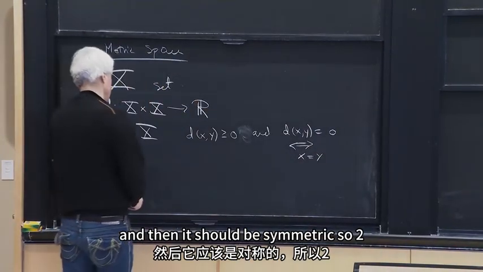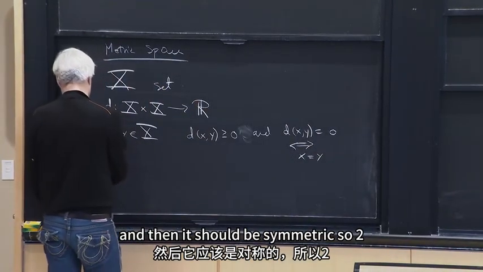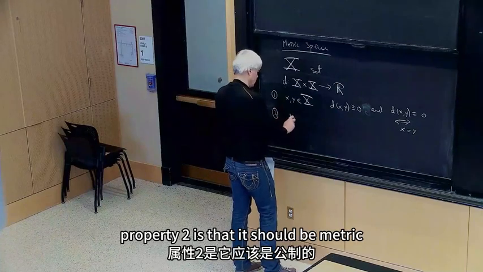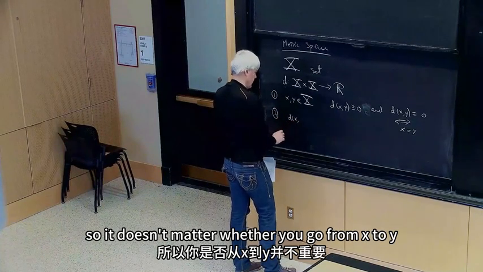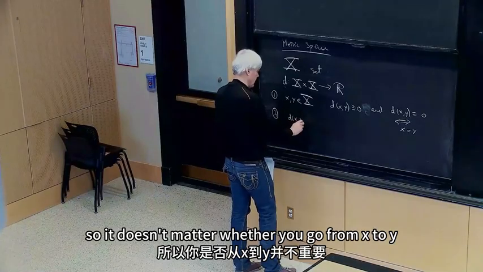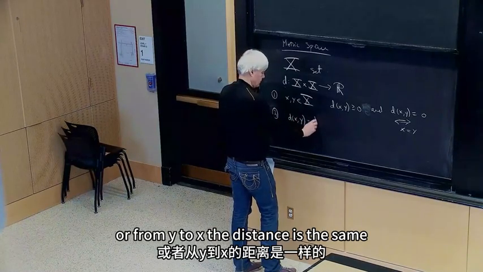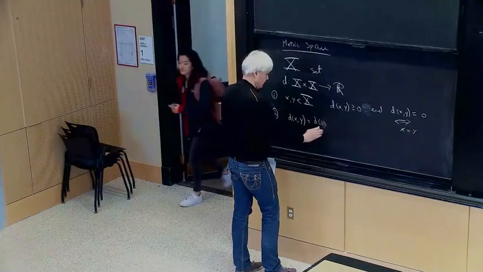And then it should be symmetric. So property 2 is that it should be symmetric. It doesn't matter whether you go from x to y or from y to x. The distance is the same.